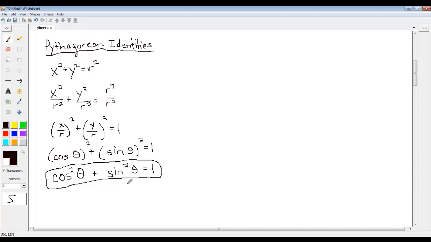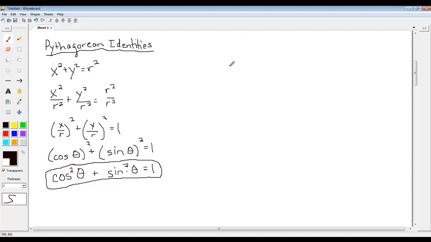Be familiar with the fact that this is true. And also be aware that cosine squared theta can equal 1 minus sine squared theta, or sine squared theta can equal 1 minus cosine squared theta. It's just a matter of subtracting either cosine squared theta from both sides or sine squared theta from both sides. So this equal sign means we can do a little manipulating. We could subtract the same thing from both sides and just make the identity look a little different.